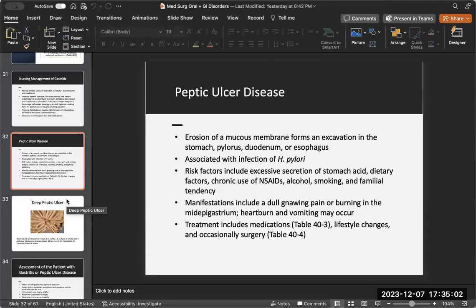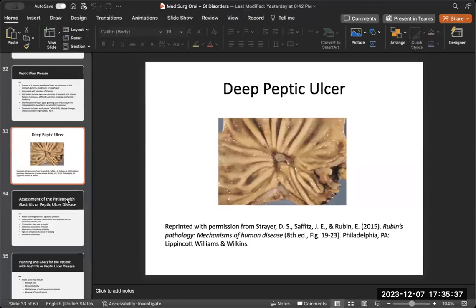Now, manifestations include a gnawing pain, a little burning in the mid epigastrium, heartburn, vomiting, right? All of these are going to cause heartburn because of that acidity that's coming into this area, okay? Now, like I said, you got to go back and look at your medications. If it's caused by H. pylori, we need to get them on antibiotics and teach them about that, right? How do we use antibiotics properly? Lifestyle changes, right? No more smoking, no more drinking, avoiding spicy foods, things like that, right? And maybe possible surgery. Now, this is just a picture of what it can look like as it gets worse in that sort of stomach area.